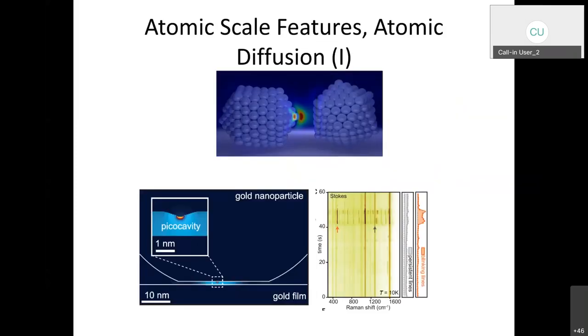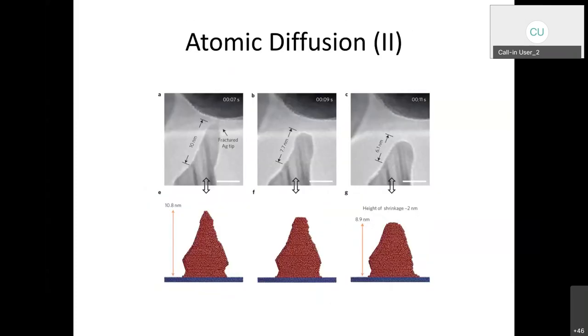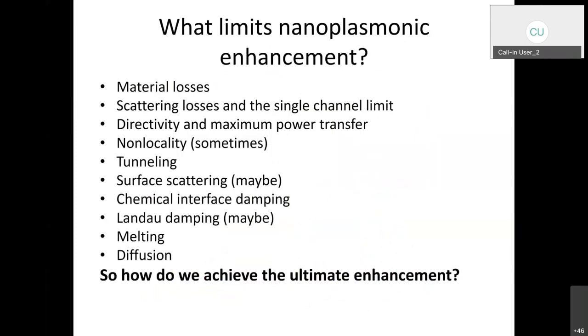Of course, you can have very small cavities in metals that are formed by just single atoms, and you can talk about these as pico cavities, but then the atoms can move around through diffusion, which gold will do, as the surface is quite mobile. Over time, if you're talking about things that are really at the sub-nanometer scale, the surface will evolve and you'll get a change in the properties of your cavity.